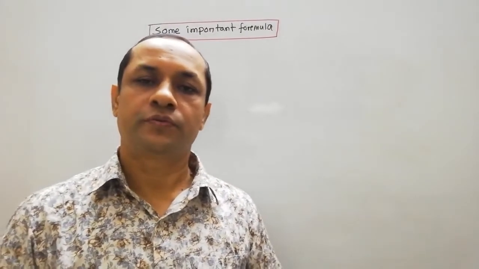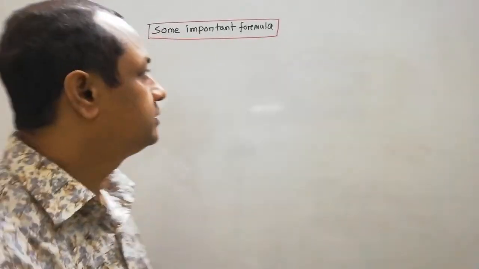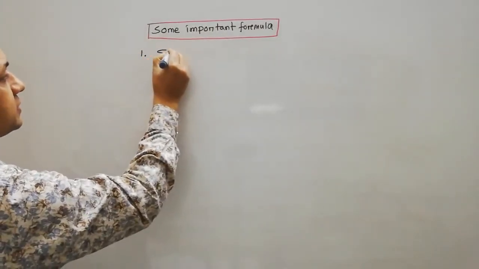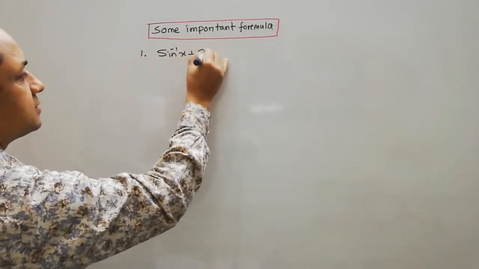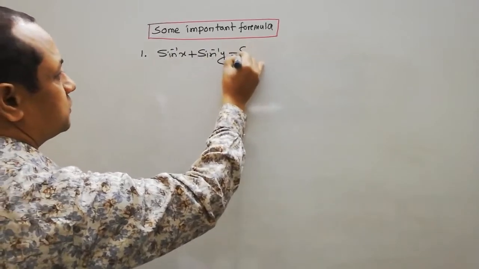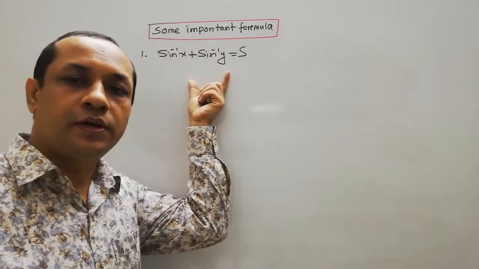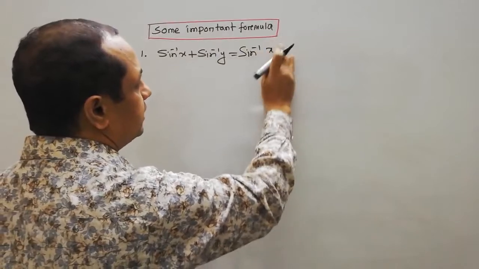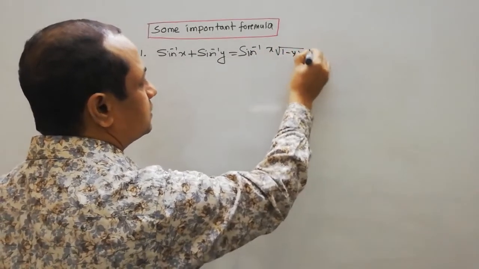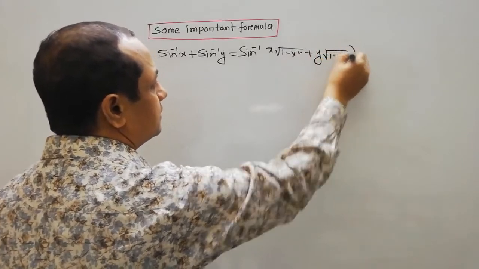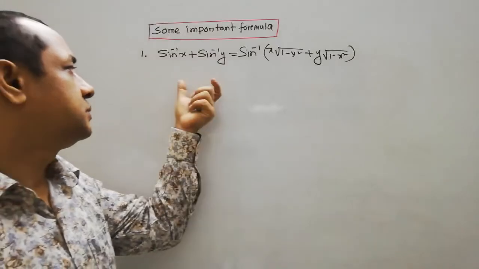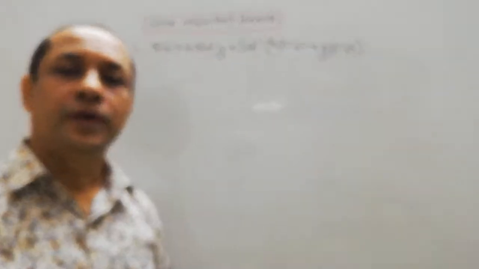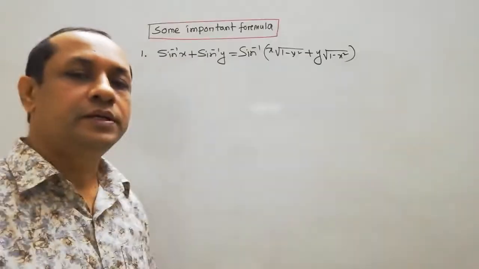Some important formulas. Student, look at the board. Here, number 1: sin inverse x plus sin inverse y equals sin inverse of x root over 1 minus y square plus y root over 1 minus x square. So addition, please, student.